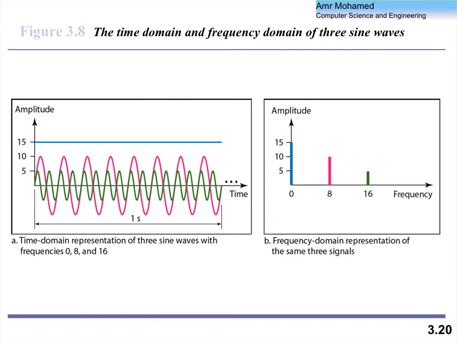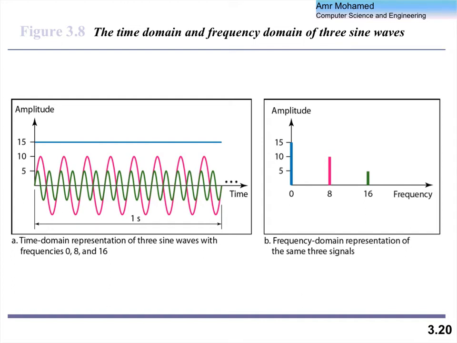So, as I said, Fourier said that we can represent any signal, any composite signal, whether it's periodic or non-periodic. We can represent it using a finite or infinite number of sine waves with different frequencies.